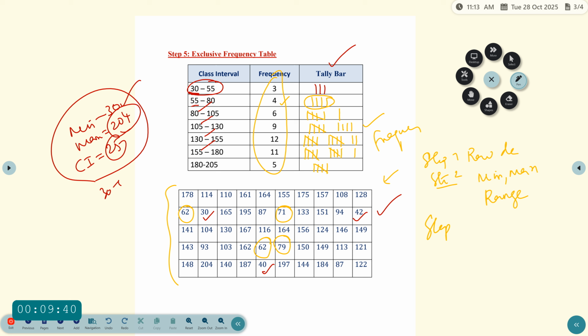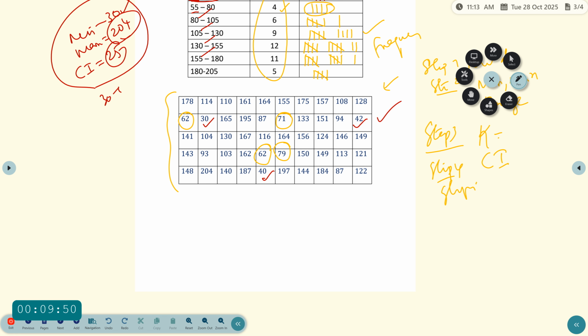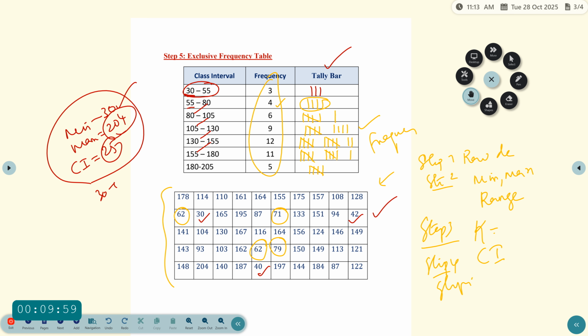Then in step 3, using Sturges' rule, find the value of k using the formula. Then step 4, find the class interval. At last in step 5, frame the frequency table according to the tally marks, starting from the minimum value and ending with the maximum value. This will give our complete frequency table. I think this will be very clear for you.